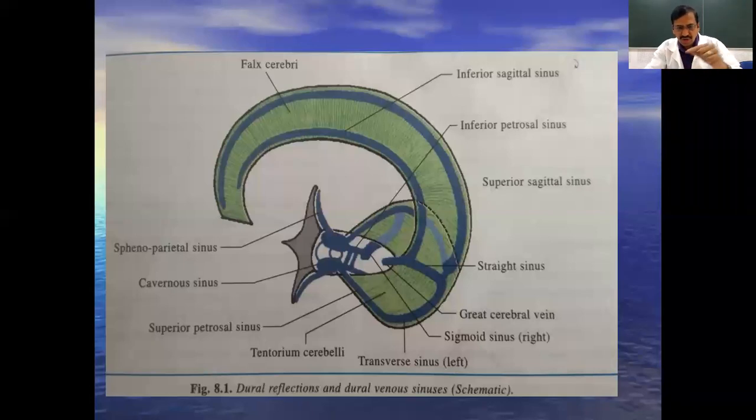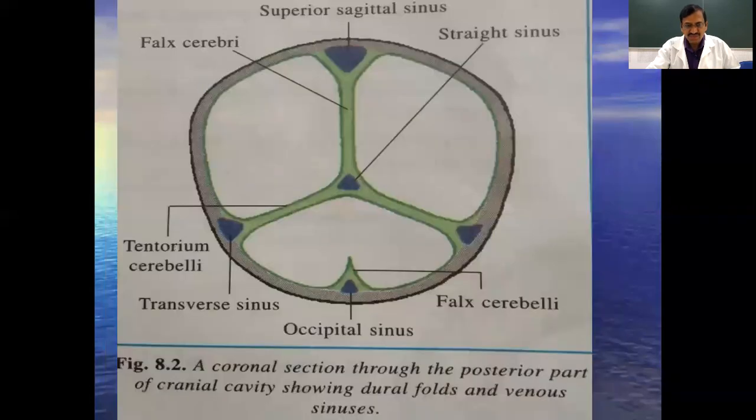There is a very small round fold of dura mater, which covers the body of the sphenoid bone. There is a depression that is called the hypophyseal fossa. It is bridged by a fold of dura mater that is called the diaphragma sellae. Like this, there are three folds of dura mater.